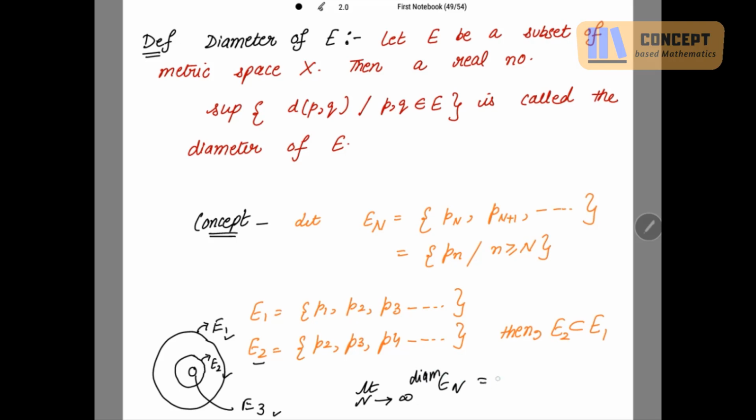Then this diameter will be equal to 0 because it goes like this. E4 is a subset of E3, and so on. You get up to the point En, where this number is increasing to infinity. You will get a very, very small set. And then the distance between the points, the diameter of En, is tending to 0. Right?